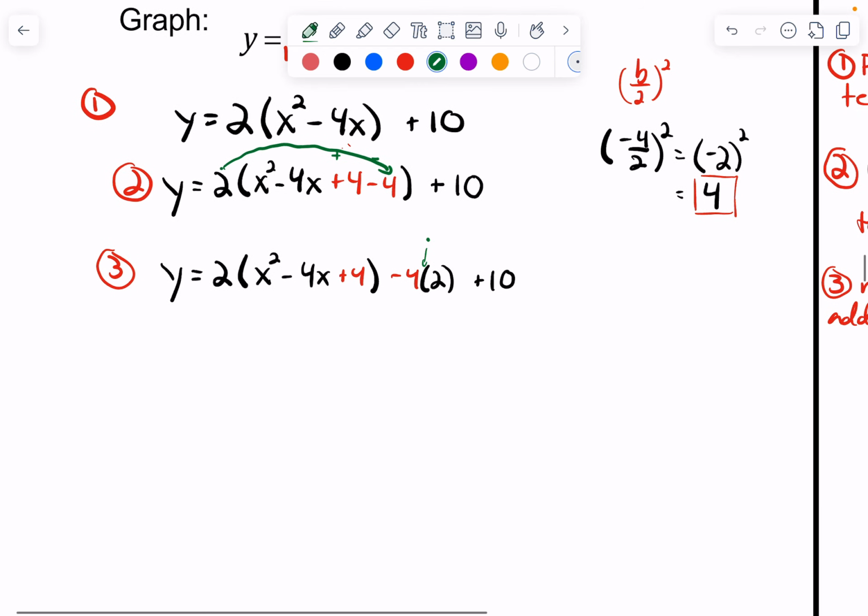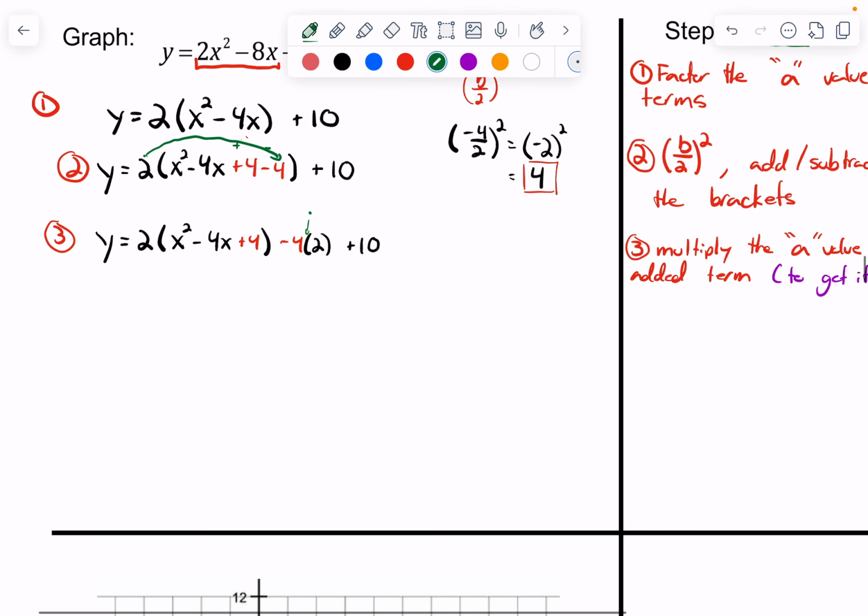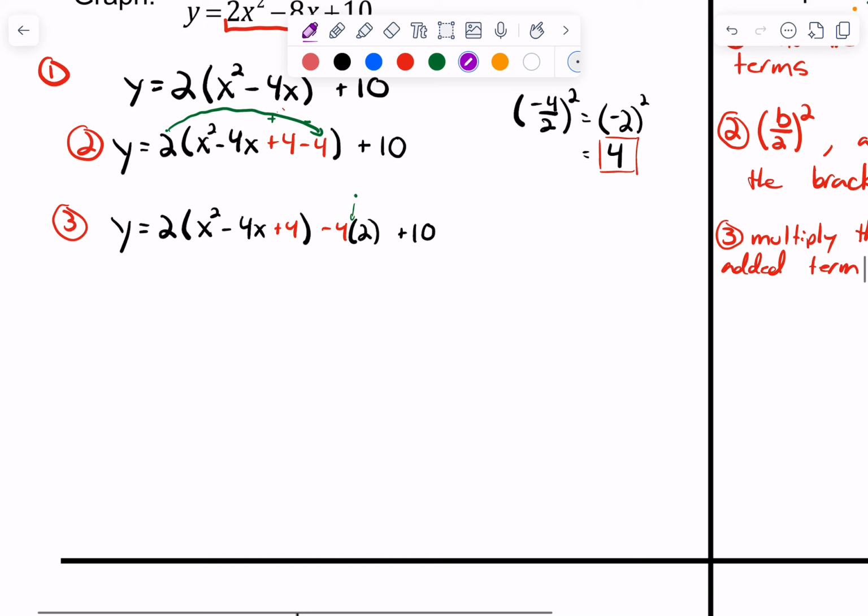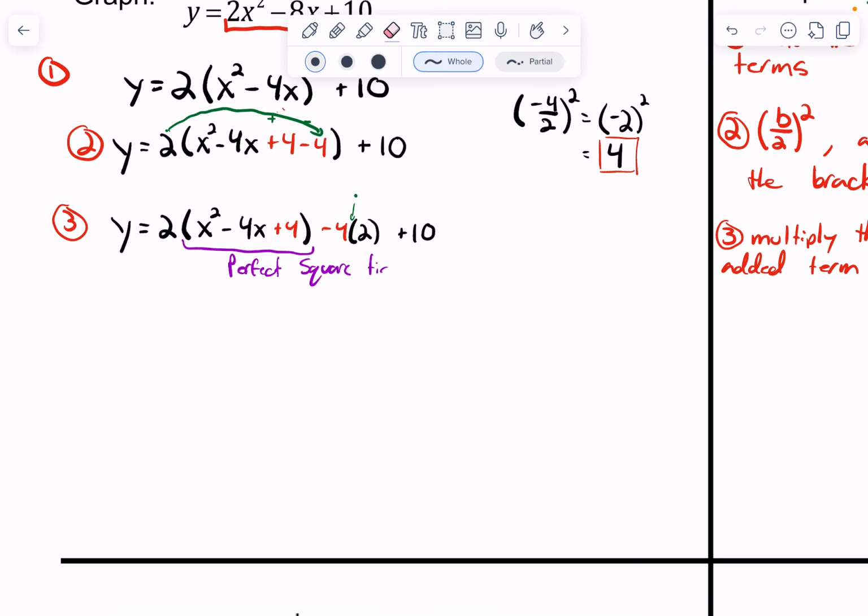Now, this is the reason you needed that plus there and not the negative. If you go back to the previous unit, this right here is a perfect square trinomial.